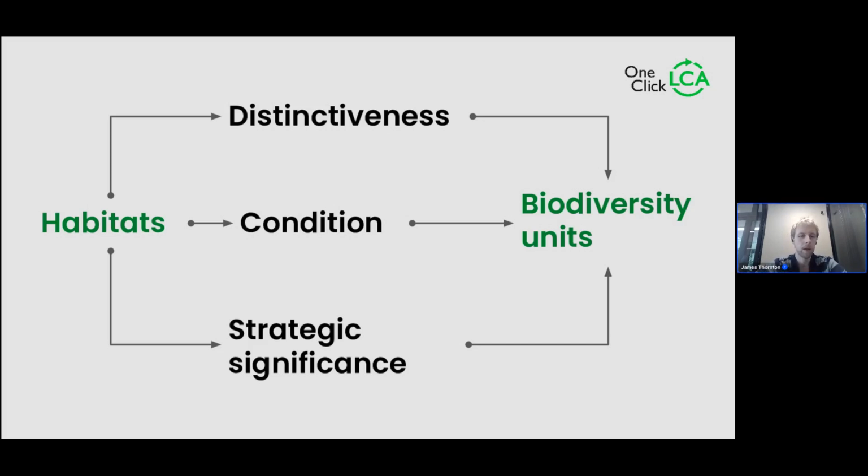And then finally, strategic significance. This is a parameter that's semi-qualitative, but it's used to provide an extra multiplier for things that are locally more important than their national scale distinctiveness might suggest. So particularly in urban environments, this is really useful.